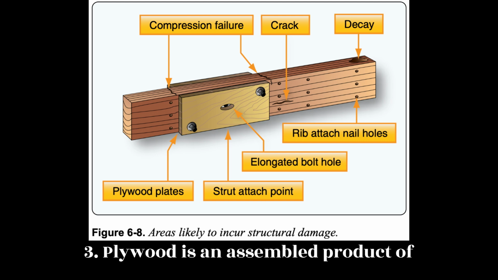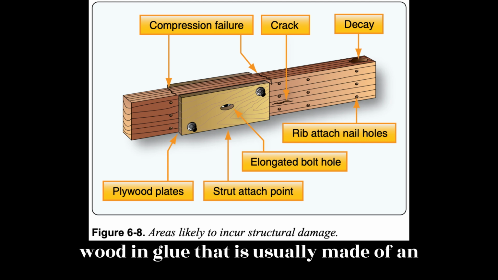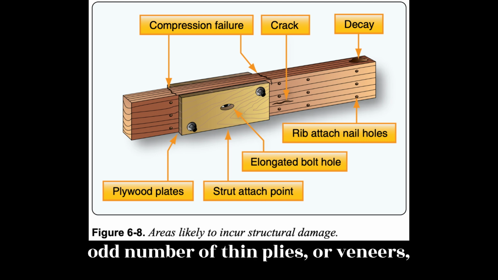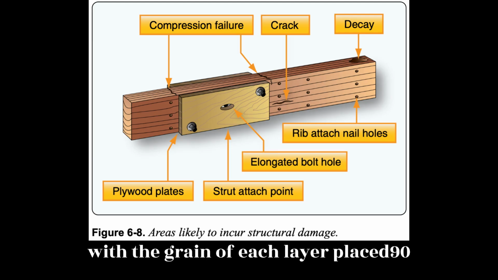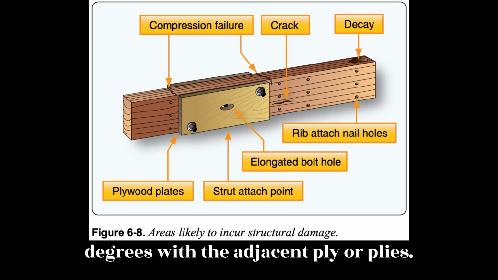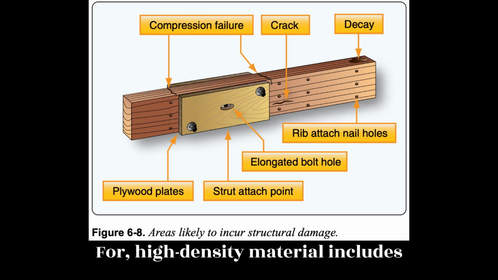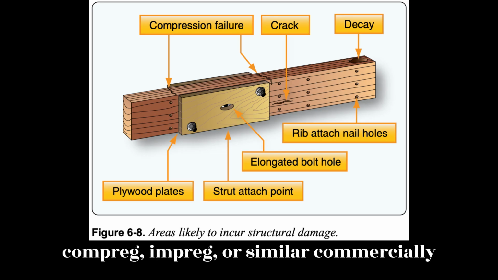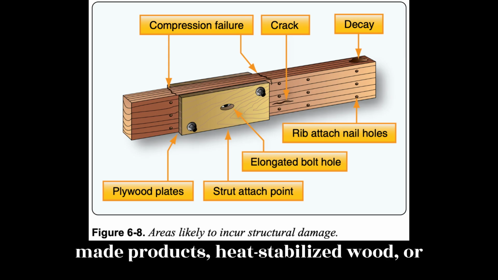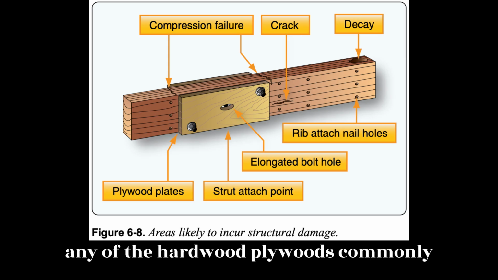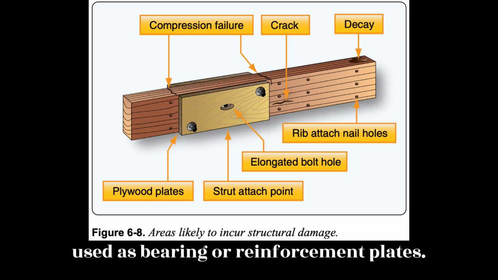3. Plywood is an assembled product of wood and glue that is usually made of an odd number of thin plies, or veneers, with the grain of each layer placed 90 degrees with the adjacent ply or plies. 4. High-density material includes compreg, impreg, or similar commercially made products, heat-stabilized wood, or any of the hardwood plywoods commonly used as bearing or reinforcement plates.